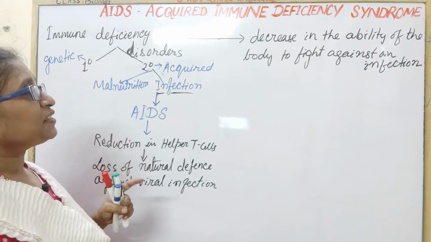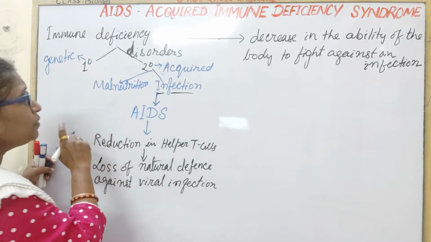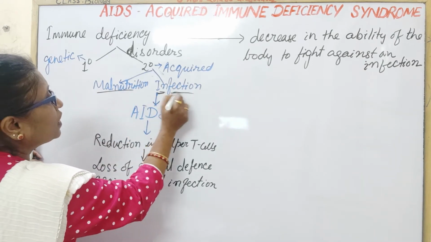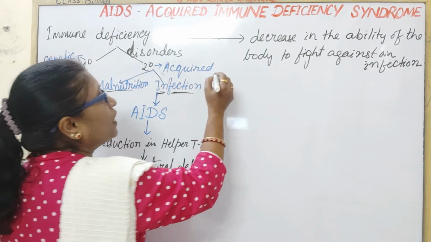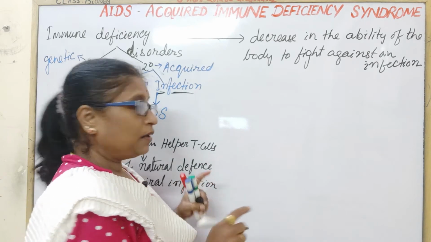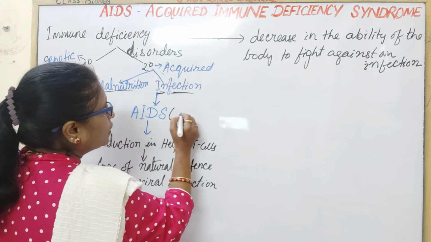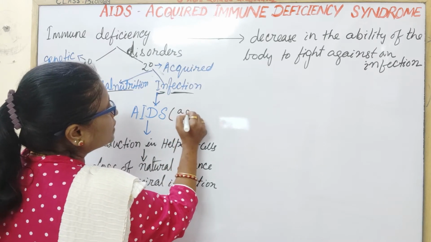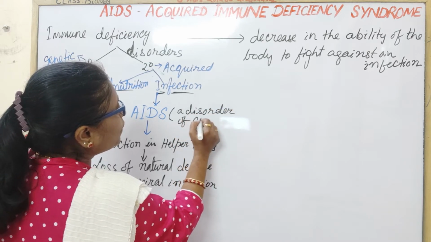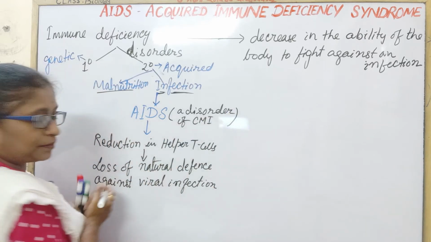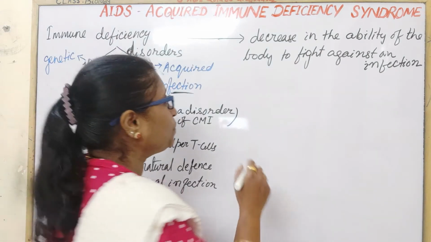When an immune deficiency disorder occurs, as I told, it is due to malnutrition or infection, or it can be genetic or acquired. Acquired immunity, as we know, is AMI or CMI, but here AIDS is a disorder of cell-mediated immunity, CMI. Acquired immunity is played by B lymphocytes and T lymphocytes.